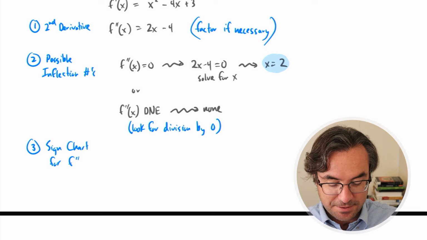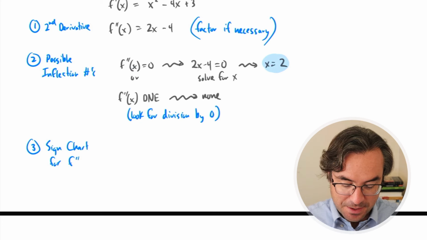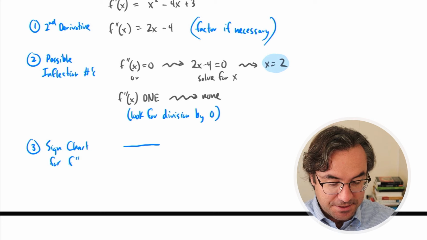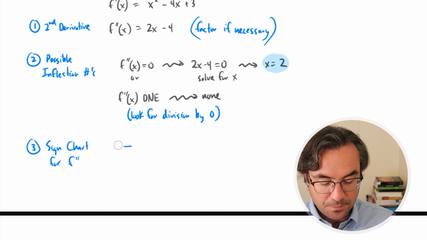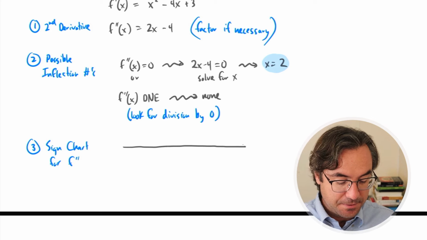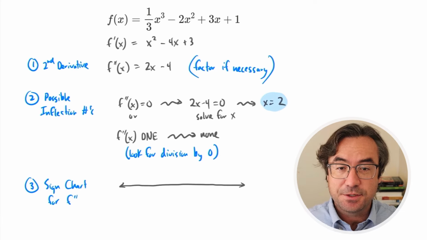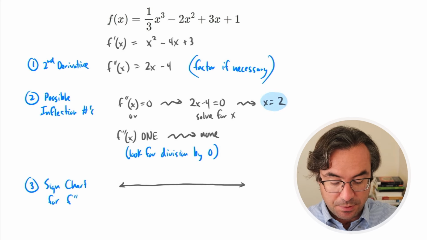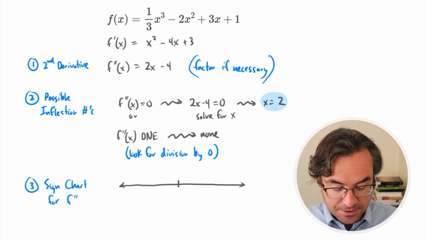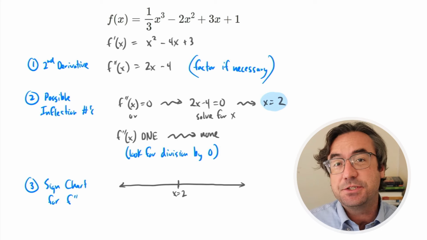And looks like we're gonna move this up. All right, so we'll draw the x-axis, kind of like a regular sign chart here. So let's get our x-axis. We'll plot the possible inflection number that we found. So we found x equals 2, so let's plot that on our sign chart. And that was the only one that we found, so it splits the x-axis up into 2 intervals.